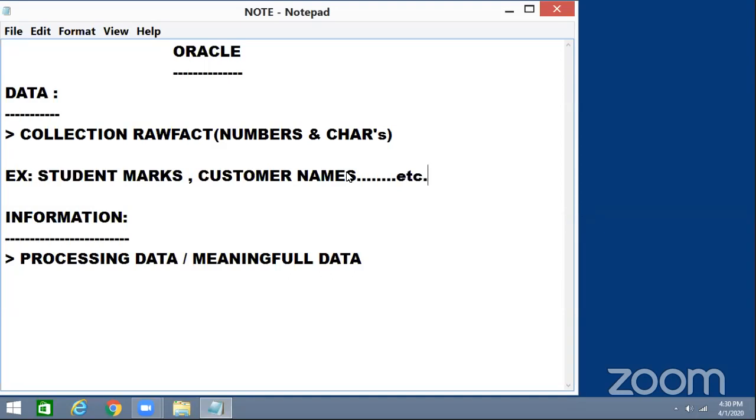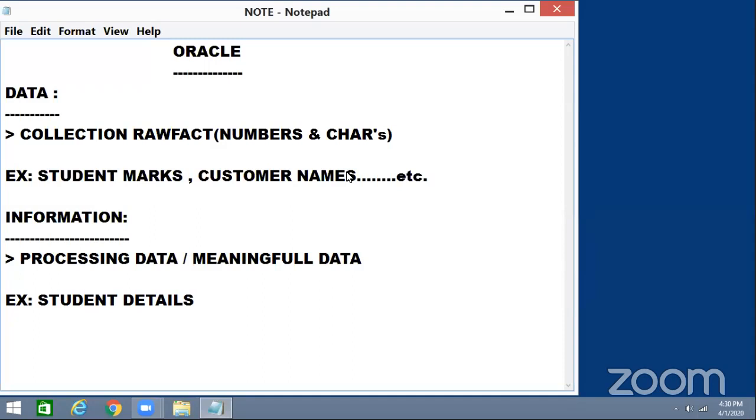Full stop. And continue. It always provides meaningful data. For example, student details.